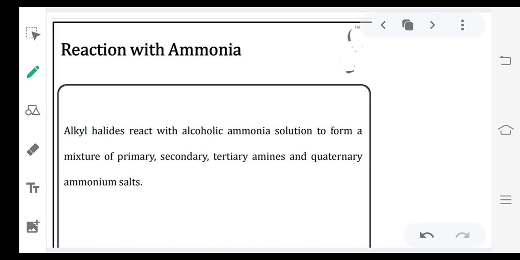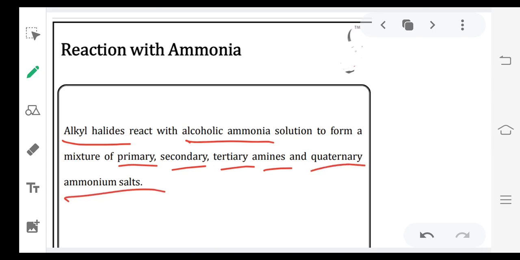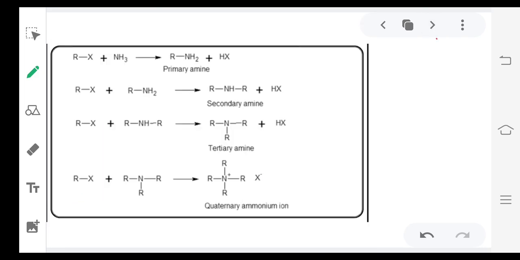Next, reaction with ammonia. Alkyl halides react with alcoholic ammonia solution to form a mixture of primary, secondary, tertiary amines and quaternary ammonium salts. So alcoholic ammonia, when treated with alkyl halides, will give either primary, secondary or tertiary amines or quaternary amines. So now we will see the reaction. So this is the first reaction.